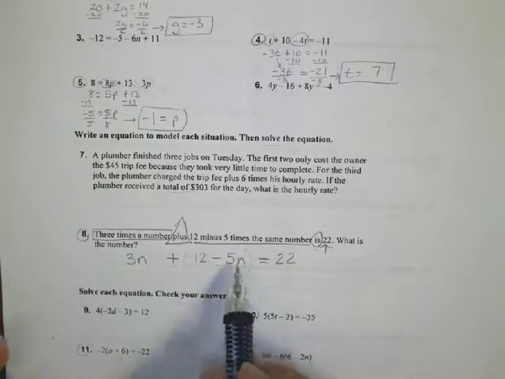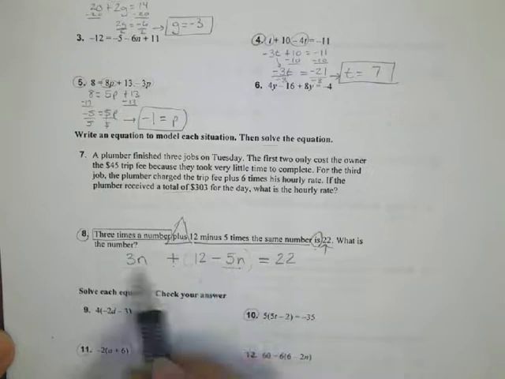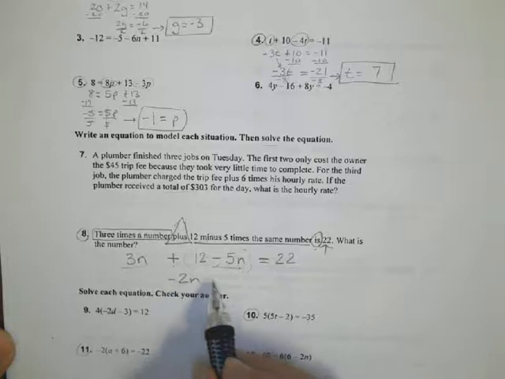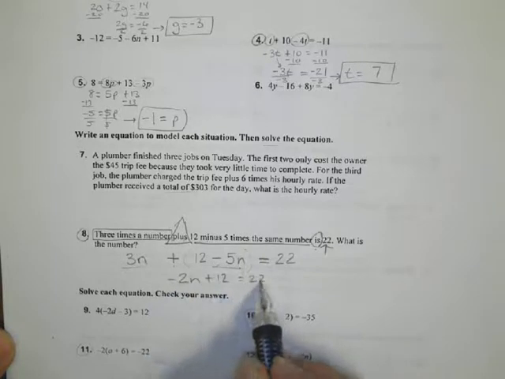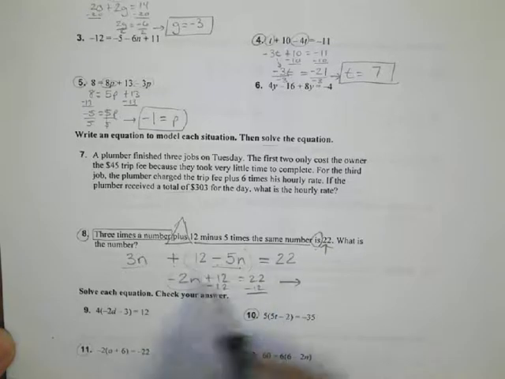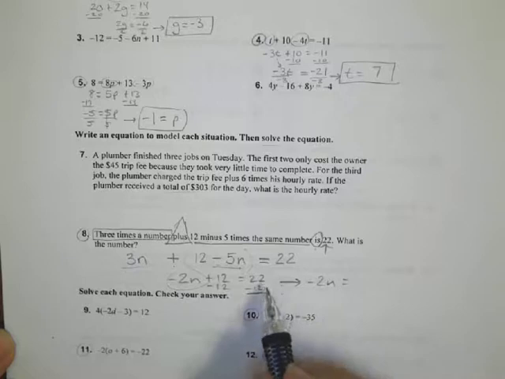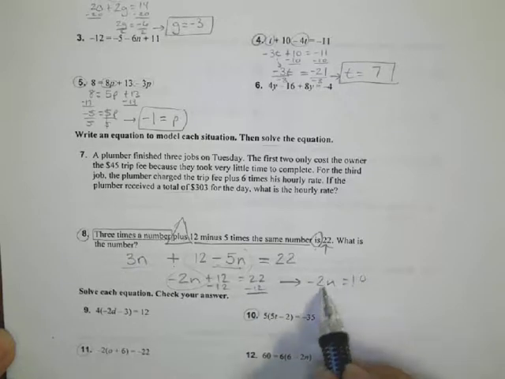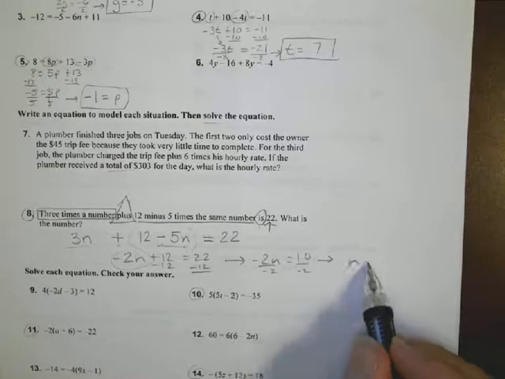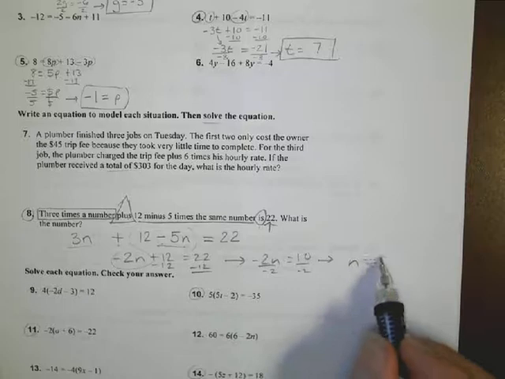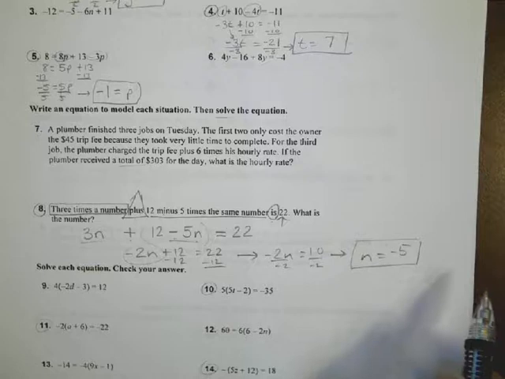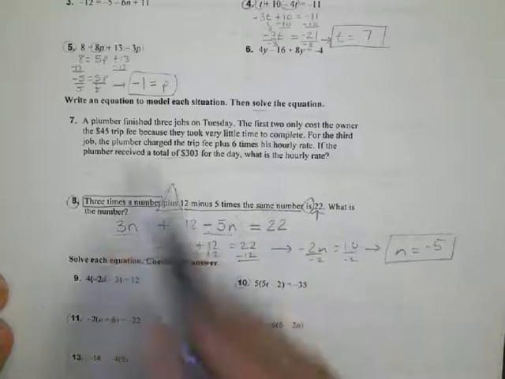I have 3 times the number plus 12 minus 5 times the same number equals 22. Now I'm going to combine my like terms, so 5n and 3n, negative 5 and positive 3, is going to be a negative 2n plus 12 equals 22. I'll subtract 12 from both sides, and that means I still have the negative 2n equal to 22 minus 12, which is 10. Divide both sides by negative 2. And n is going to be equal to 10 divided by negative 2, which is negative 5. So that's my number. It's a little bit of a process, but it's a good process, and you can do number 7 doing the same type of thing.